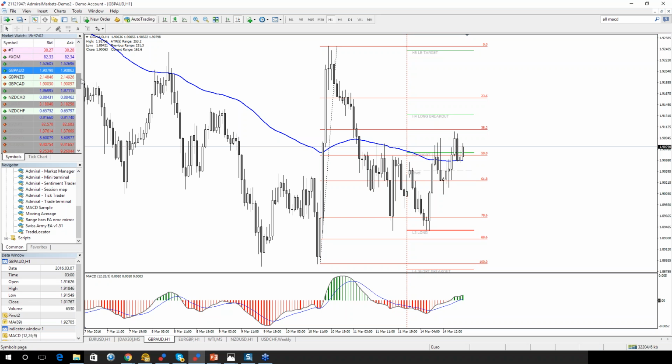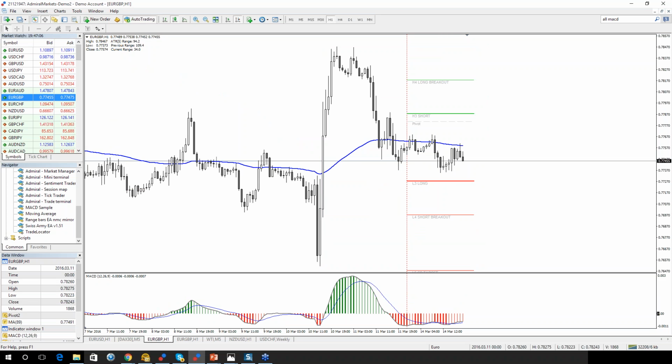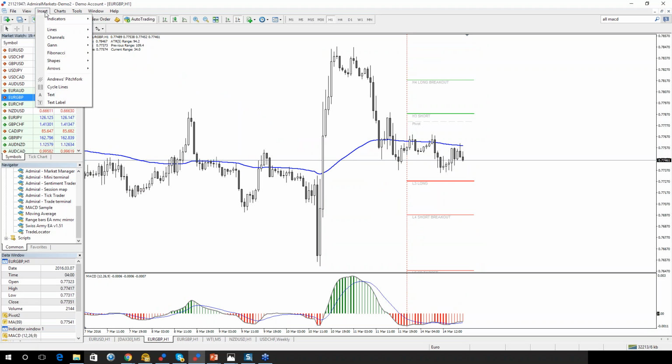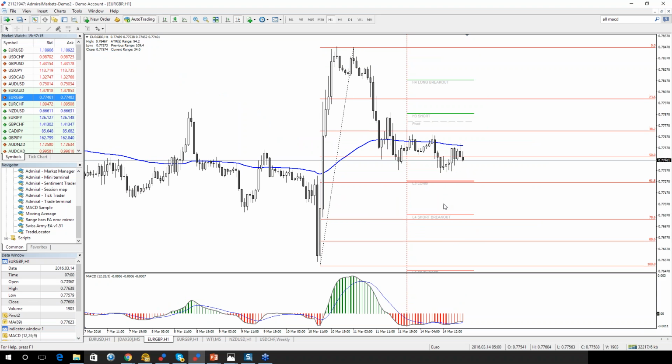EURGBP ranging. Also same as euro dollar and pound Australian dollar. I would like to see down there, so somewhere around here, for another buying opportunity, somewhere around this region.